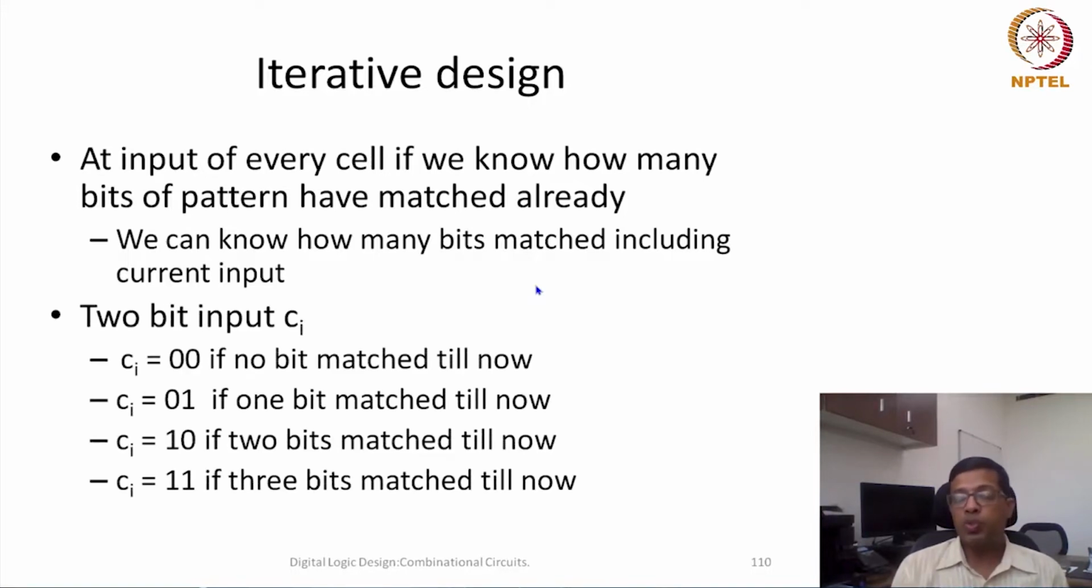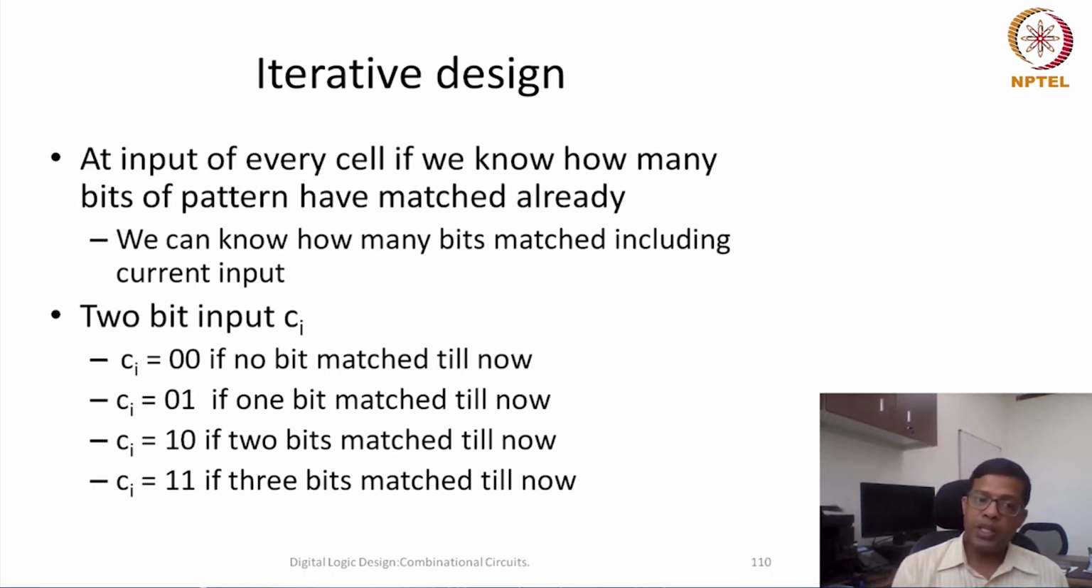So let me call these 2 bits Ci, and this is called encoding. This encoding could be independent of whatever we say, but let's keep it simple. We say that Ci is a 2-bit input as well as a 2-bit output. If Ci is 0 0, no bit has matched till now; if Ci is 0 1, only 1 bit has matched; if Ci is 1 0, then 2 bits have matched till now; and Ci equal to 1 1 means 3 bits have matched till now.